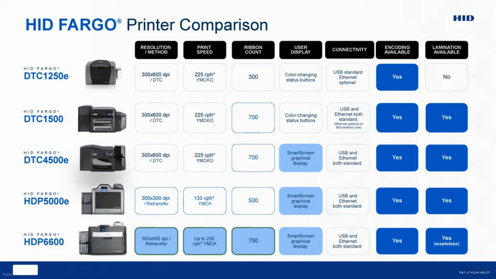It also has a true 600 by 600 DPI print quality and really unrivaled print speed. So those are really the main differences between our Retransfer line. If you want a good, reliable, everyday desktop printer, the HDP 5000E is for you. Or if you more want high quality and high performance at very high throughput speeds, so you want to print a bunch of cards in a short period of time, the HDP 6600 is going to be your best bet.